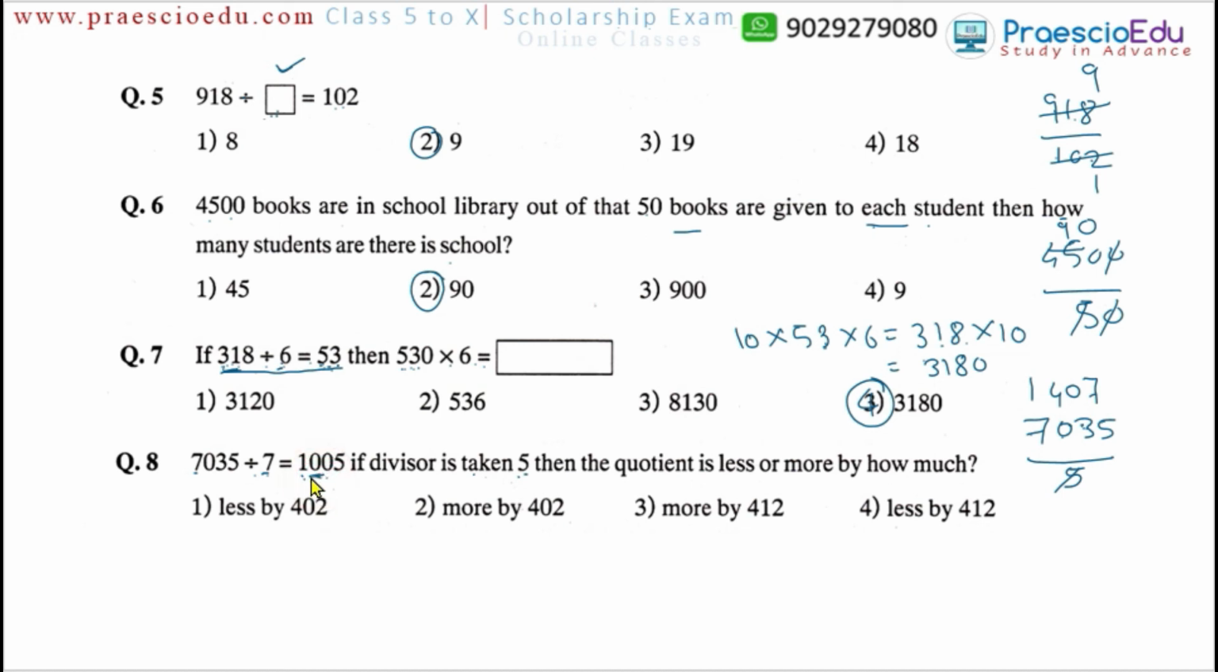If we take the division by 7, we get one quotient, and by 5 we get this quotient, and we have to find the difference. So 1407 minus 1005. If you carry out this subtraction to find the difference, we get 402. After dividing by the divisor 5, the quotient comes to 1407, which is more by 402 than the other quotient. So it is more by 402, meaning option number 2 is the correct one.